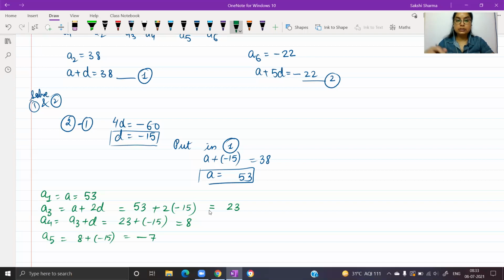Anyone with any questions? If you are completing this part, let me know, else we'll begin with the next question. Anyone who is completing this? Yes, ma'am.